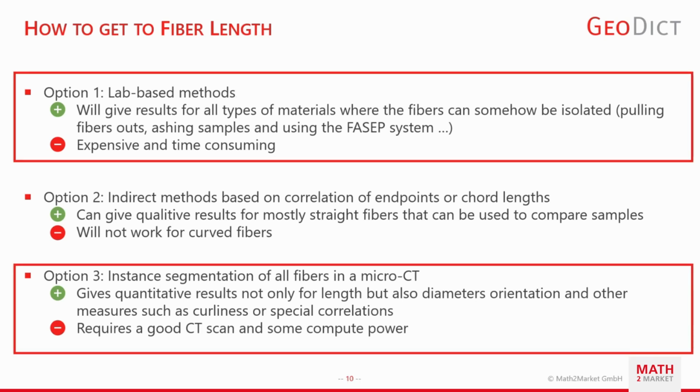And well, finally, we have the way we do it in GeoDict, where we do an instance segmentation of all the fibers in a microCT. Instance segmentation means, well, each individual fiber gets a different ID. And once we have this instance segmentation, we can easily reconstruct each fiber as an analytic representation. We can measure length, we can measure orientation, curliness, whatever you need, we can measure it on there. Well, the limitation is, of course, you need a good CT scan and some compute power.